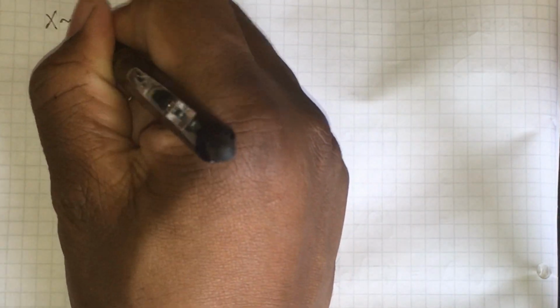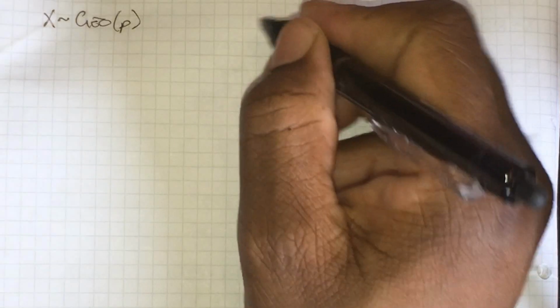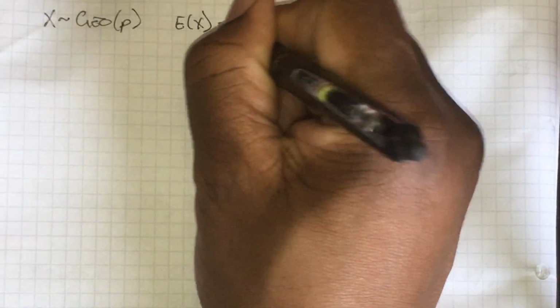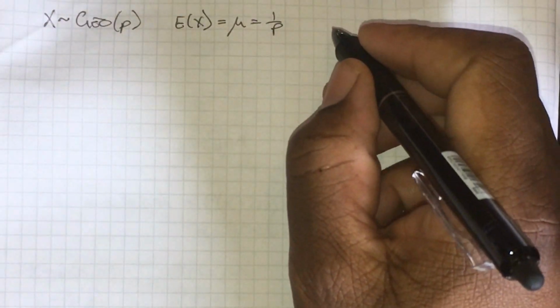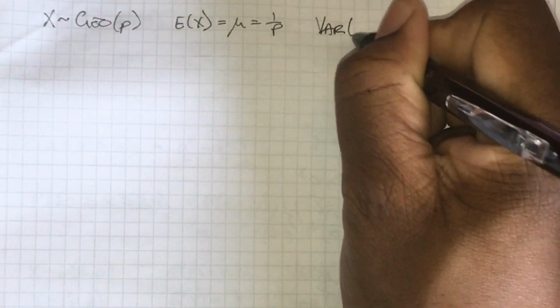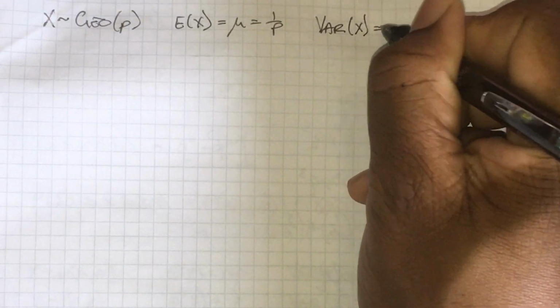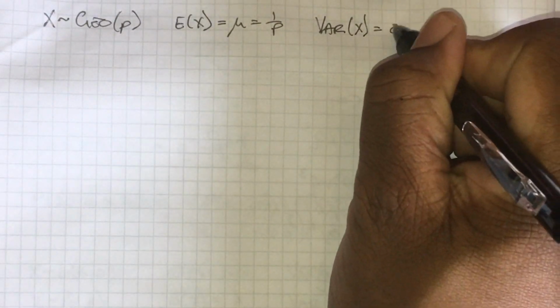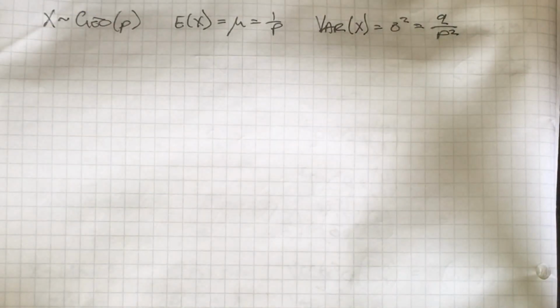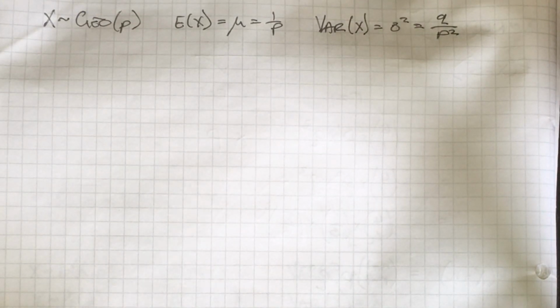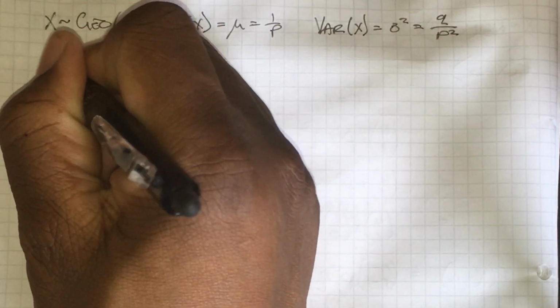Okay, so here we're ready to move on, and as usual, if we're being introduced to a new distribution, we want to get some of the characteristics, some of the statistics of that distribution, and we're going to find the expectation, and we're going to find the variance. The expectation of the geometric was 1 over p, and the variance of the geometric distribution ended up being q over p squared.